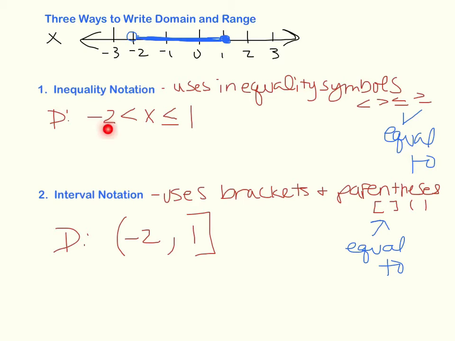All right, so -2 to 1, still telling us the same thing, but in inequality notation, we use our inequality symbols, so -2 is less than x is less than or equal to 1. In interval notation, you would say (-2, 1]. And then the parenthesis represents that it's not equal to, whereas a bracket represents that it's equal to.